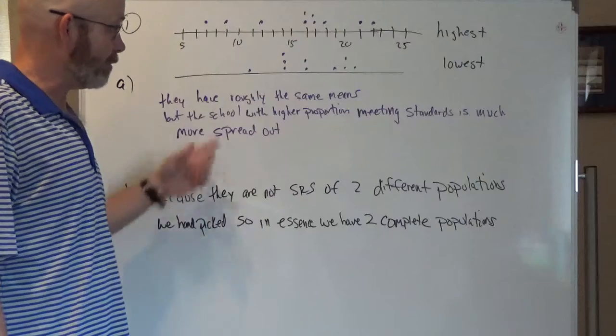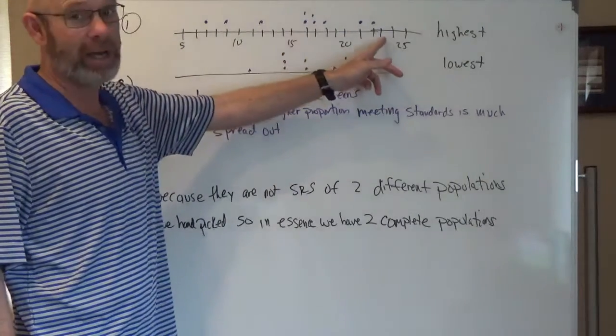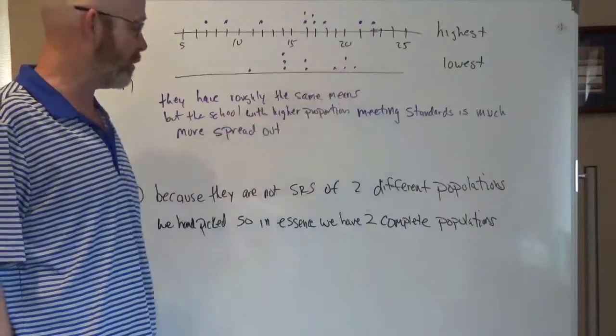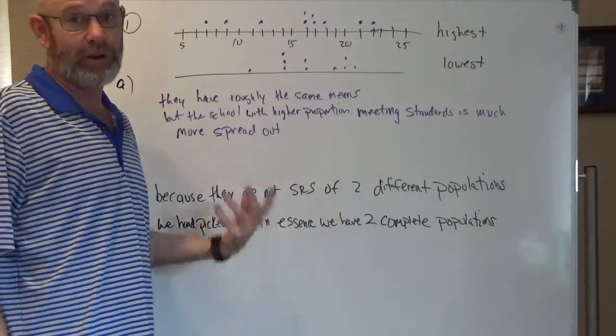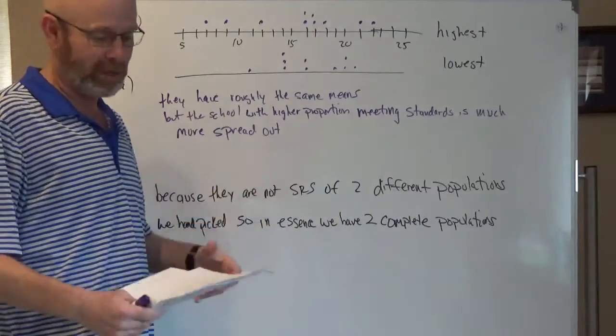We handpicked these. Remember, these were the 10 schools with the highest proportion. These were the 10 with the lowest proportion. So in essence, they become populations. They're not simple random samples, so we can't do any comparison.